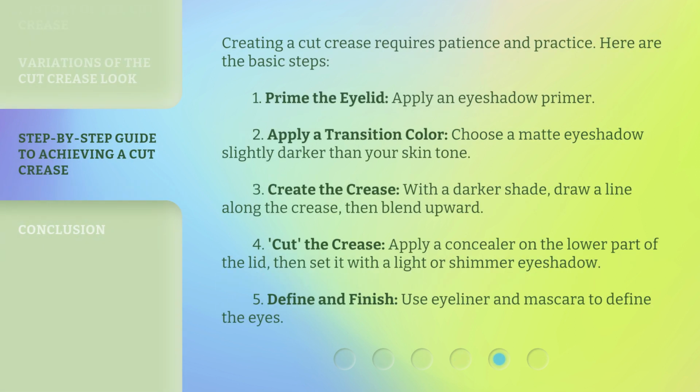Creating a cut crease requires patience and practice. Here are the basic steps. 1. Prime the eyelid. Apply an eyeshadow primer. 2. Apply a transition color. Choose a matte eyeshadow slightly darker than your skin tone. 3. Create the crease. With a darker shade, draw a line along the crease, then blend upward.